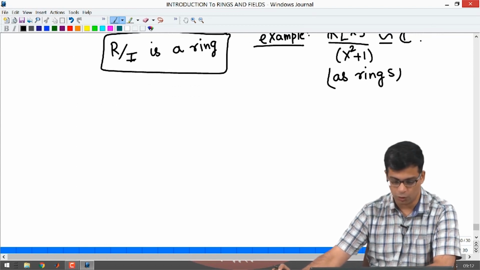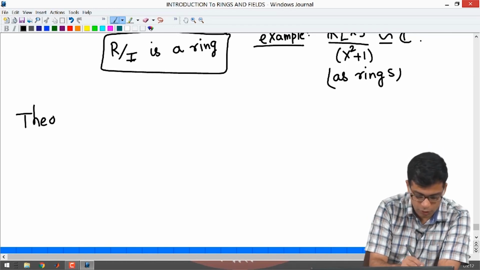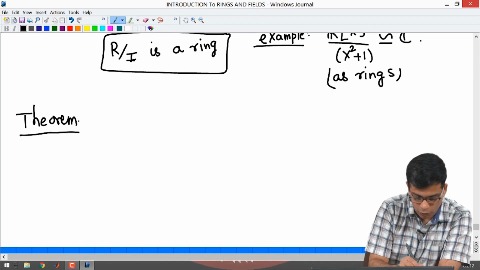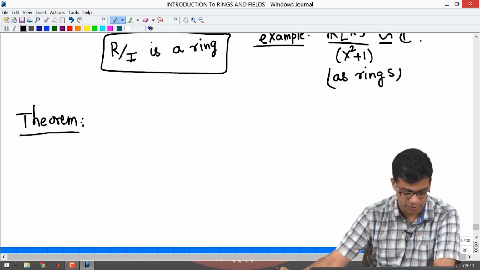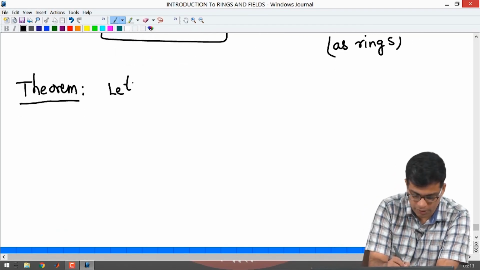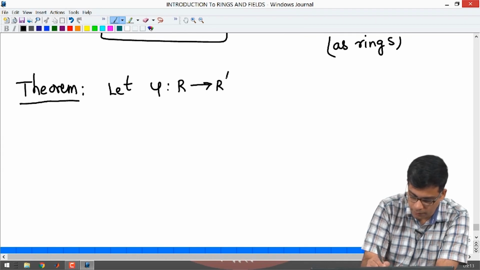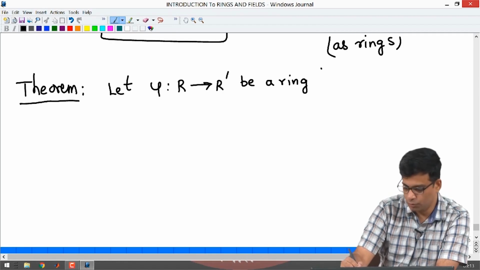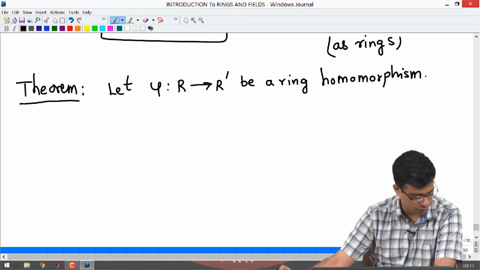So, what I want to do today is to continue my study of quotient rings and do this very important theorem. I am going to club various properties of quotient rings and ring homomorphisms here. I am going to make 3 statements. Let phi from R to R prime be a ring homomorphism, where R and R prime are 2 rings.